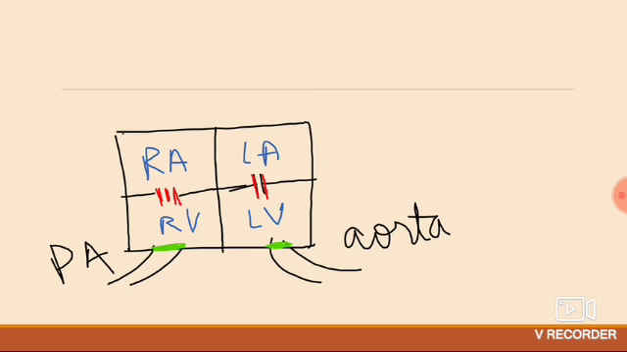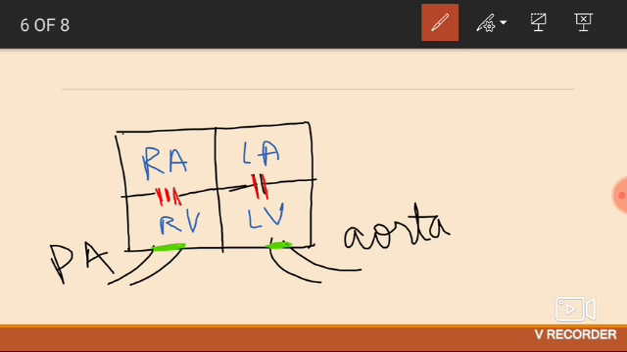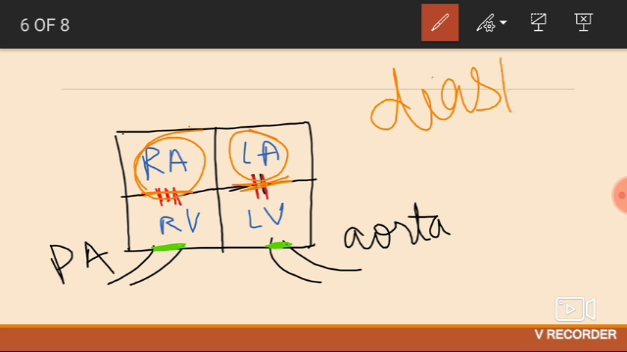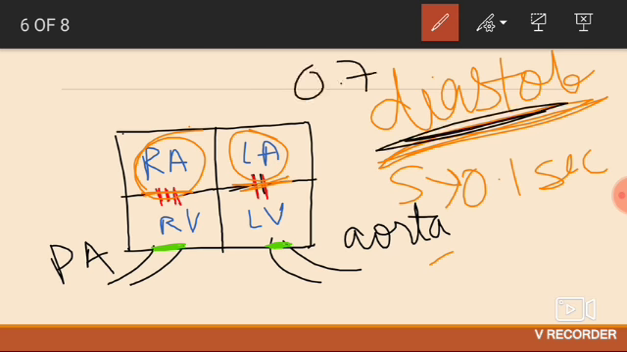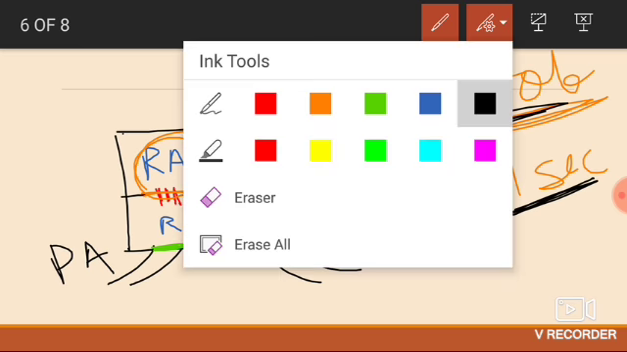And just after this, when this cuspid valve closes, the atria again goes into a phase of diastole. So if you remember what we saw in the cardiac cycle, the timing was that systole takes place for 0.1 second, whereas diastole takes place for 0.7 seconds. So most of the time the atria is in the diastole phase. Only for 0.1 second it is in the systole phase.